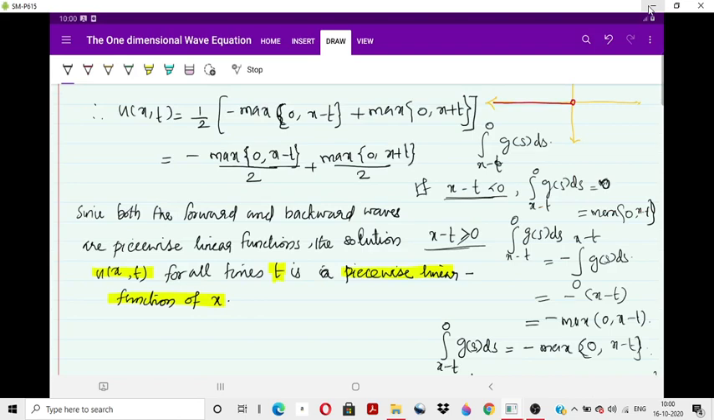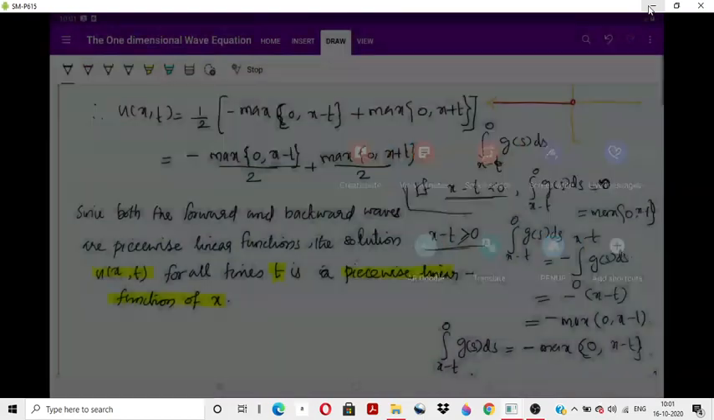And since the forward and backward waves are piecewise linear functions of x, the solution u of x comma t is, for all t, also a piecewise smooth function of x.